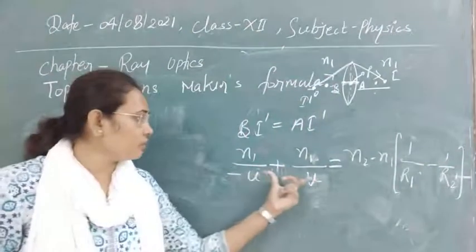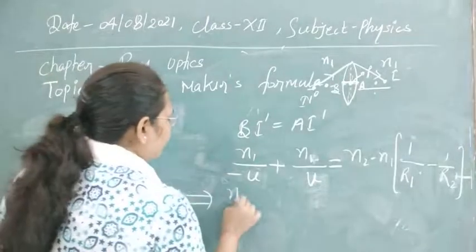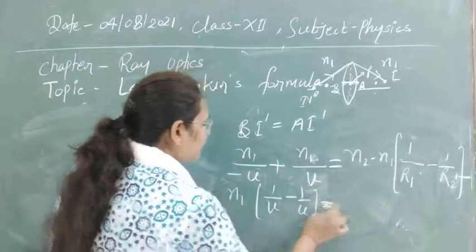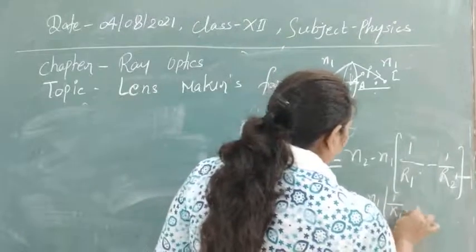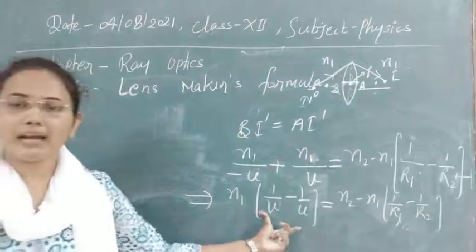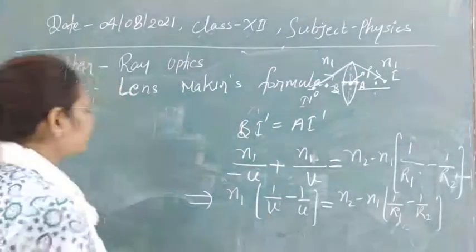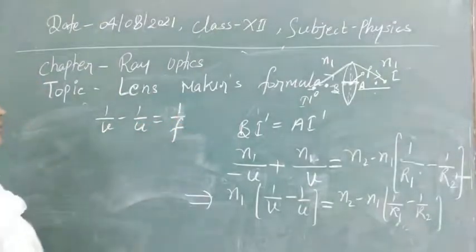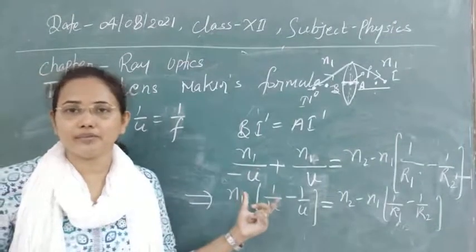So these two we have got, and N1 we can take common from here. If we take N1 as common, we have the formula 1 by V minus 1 by U, which should be equal to N2 minus N1 into 1 upon R1 minus 1 upon R2. And now, as you know by the help of the lens formula, which we discussed in the previous class, 1 upon V minus 1 by U is equal to what? This is equal to the focal length, that is 1 by F. F is the focal length of the convex lens that we have used here.